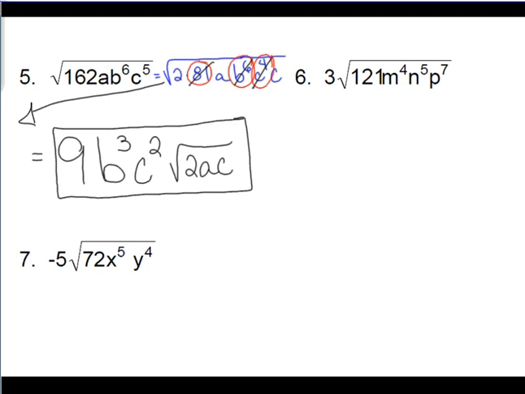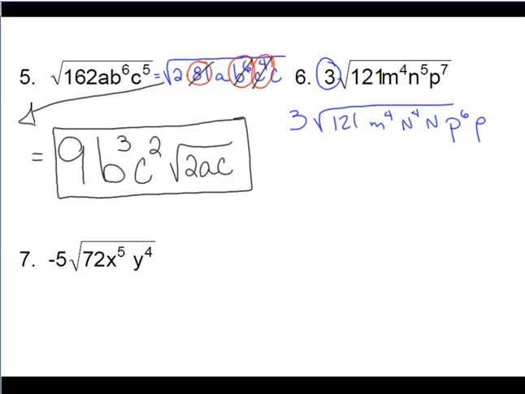Looking here at number 6, it has a number on the outside, this 3. Well, this 3 is just going to be coming along for the ride. So he's going to be chilling out front here. 121 is already a perfect square, so we're going to leave it alone for a second. I have my m to the 4th, which is a perfect square. n I need to separate into n to the 4th and an n to the 1st. And then here I have p to the 6th and p.